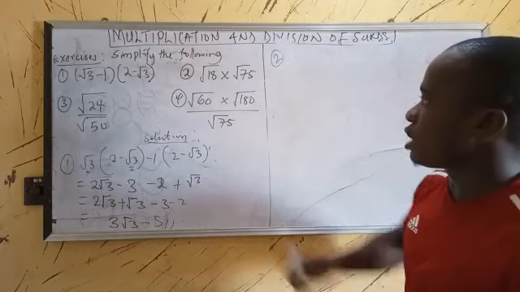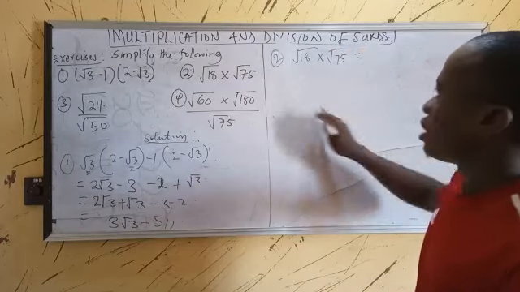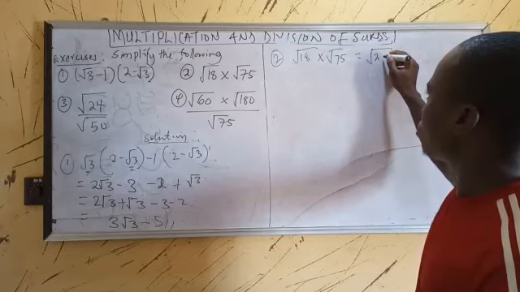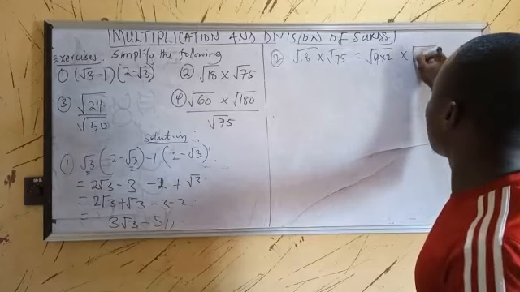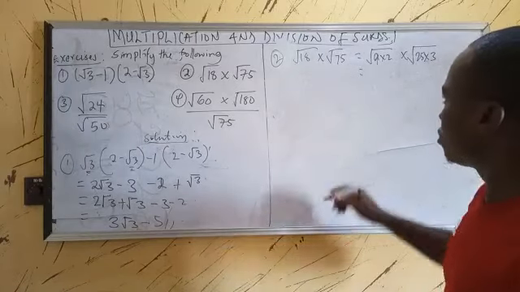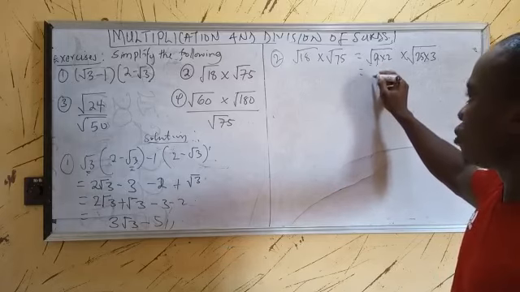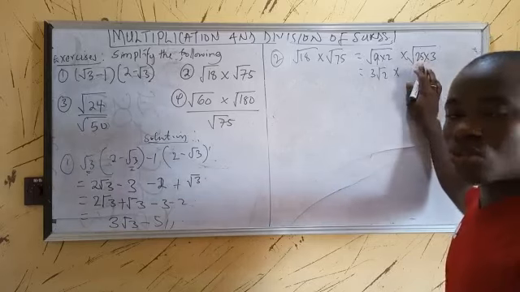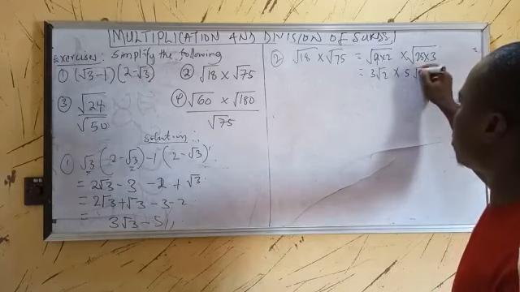So now, what are you going to do? Here, we have root 18 multiplied by root 75. Root 18 can be split into 9 times 2, and this can be 25 times 3. Root 9 is 3, so we have 3 root 2 multiplied by the root of 25, which is 5. Then this will be under the root.